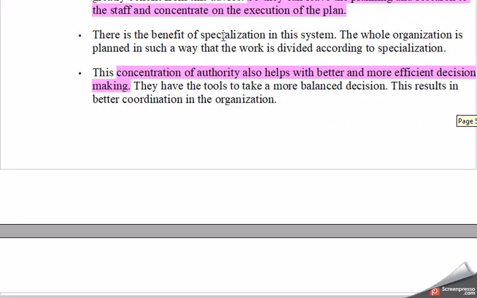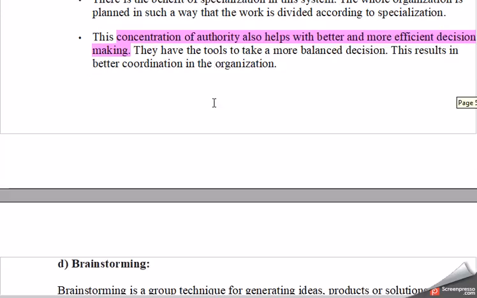There is the benefit of specialization in this system. The whole organization is planned in such a way that the work is divided according to specialization. This concentration of authority also helps with better and more effective decision making. They have the tools to make a more balanced decision. This results in better coordination and organization.